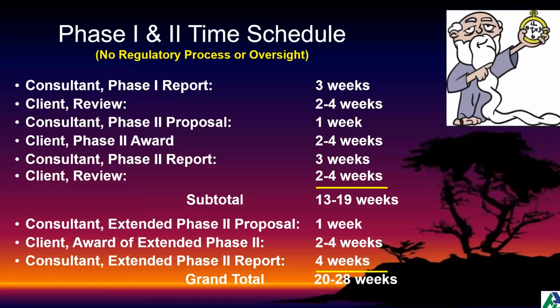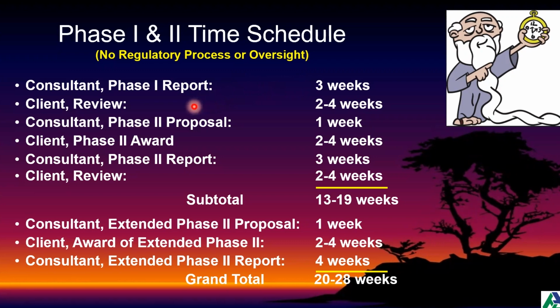So, time schedule: phase 1 and phase 2. For phase 1, we say give us 3 weeks. I know some consultants will tell you they will do it in 10 business days. I can do it in 10 business days, but please give me 3 weeks, okay? 3 weeks is optimal, so I can sleep at night and write you a good report with no mistakes. So phase 1 reports take about 3 weeks.